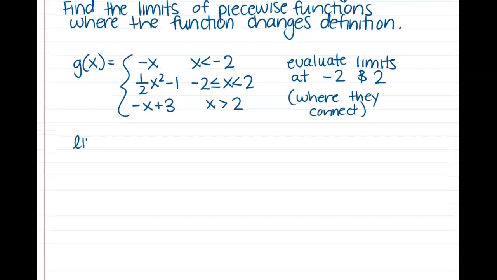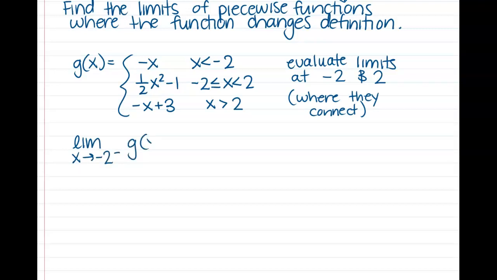So first we'll look at the limit as x approaches -2 from the left of g of x. And from the left of -2 is anything less than -2. So we'll look at this top definition, negative x. So then the limit is going to be negative -2, which is 2. So essentially, for finding the limits this way, we're going to evaluate basically -2 at whatever definition we're looking at. So since we're looking at to the left of -2, less than -2, we use negative x there.